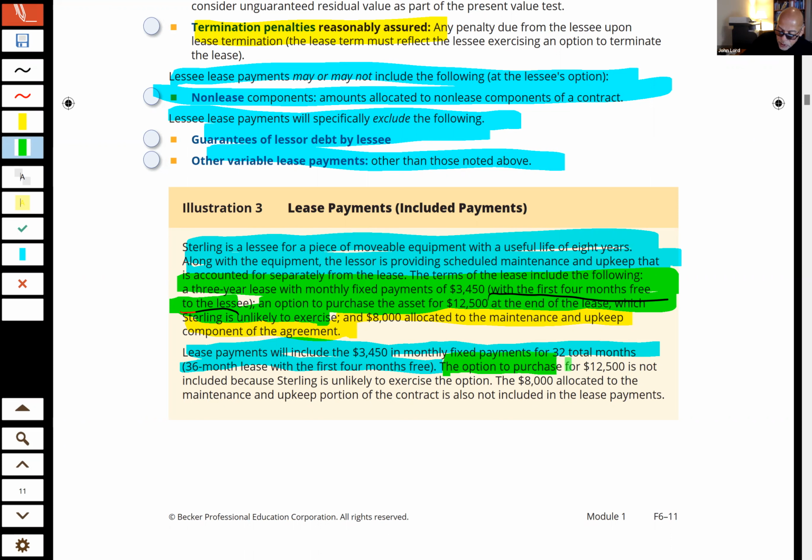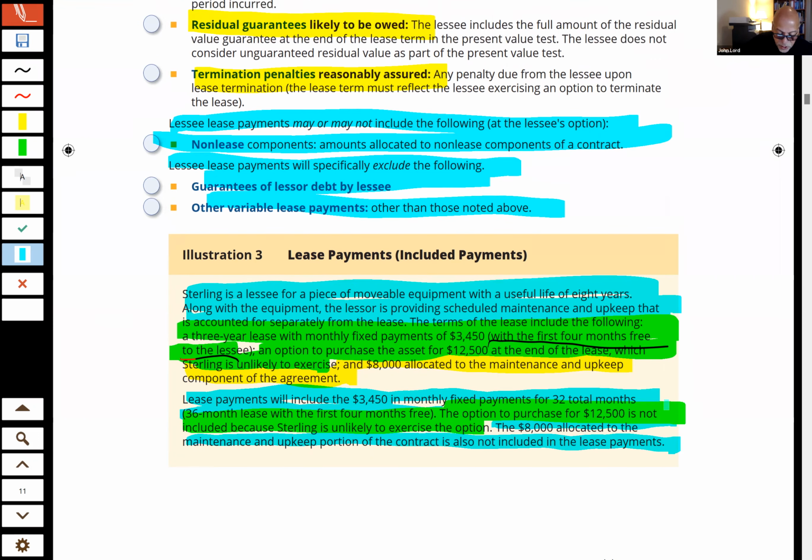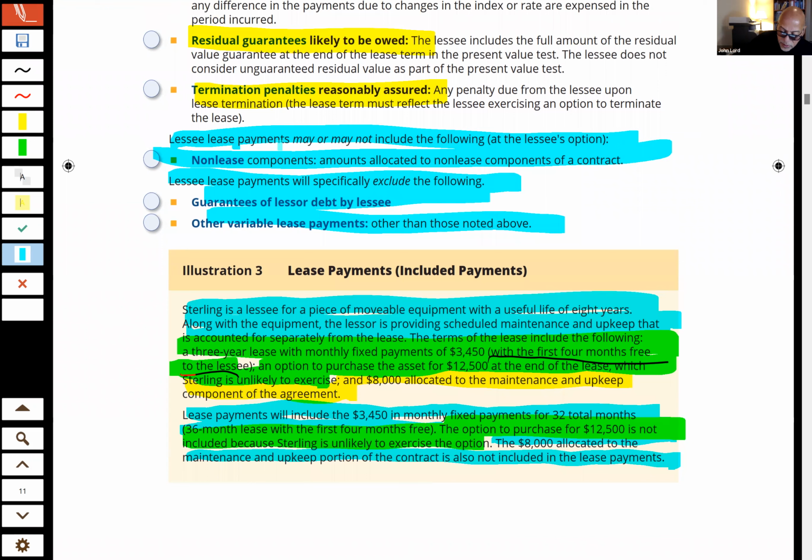The option to purchase $12,500 is not included because they're unlikely to exercise the option. Okay, good. And then the $8,000 allocated to the maintenance and upkeep portion of the contract is also not included in the lease payments. That again is a non-lease component. The amount allocated to non-lease components, you don't include those.